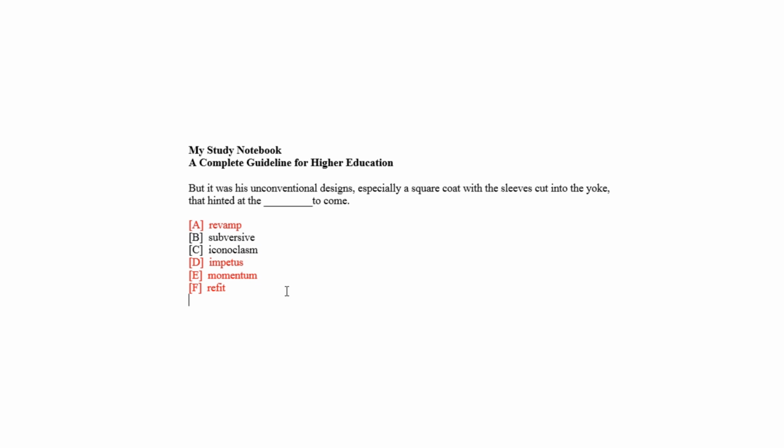Now, subversive as choice B and iconoclasm as choice C both mean the action of attacking or assertively rejecting cherished beliefs and institutions or established values and practices, and so they can make sense to fit the blank as an unconventional issue. So the correct answers are choice B and C.